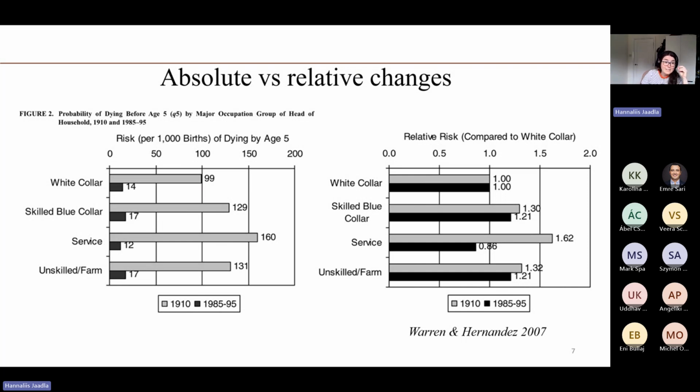But in a way, this is maybe a question about the measurement of socioeconomic status and what it means to be in the service sector in 1910 compared to the 1990s. Just the jobs, the people who do these jobs, the whole social makeup of the group has changed over time.